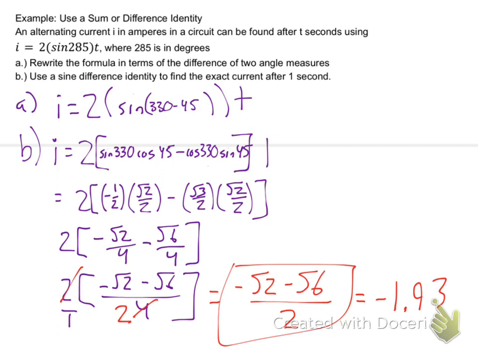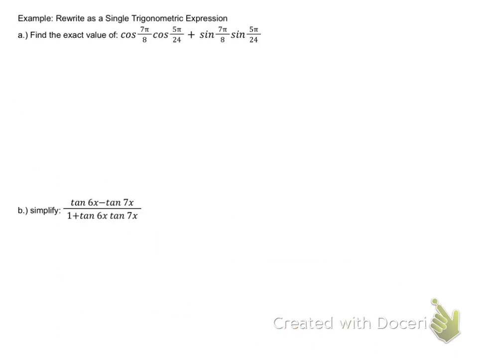We got 2 examples left. They're going to go fairly quick. Are you guys ready for these? Let's go. Let's do this. They look like they're complicated, but I want you guys to tell me the exact value of cosine of 7 pi over 8 times cosine of 5 pi over 24 plus sine of 7 pi over 8 times sine of 5 pi over 24.